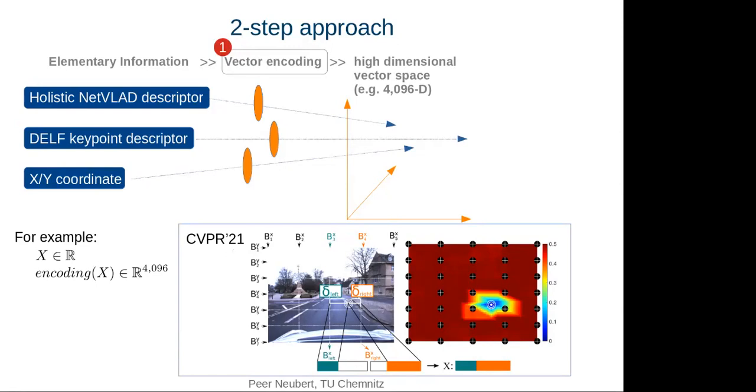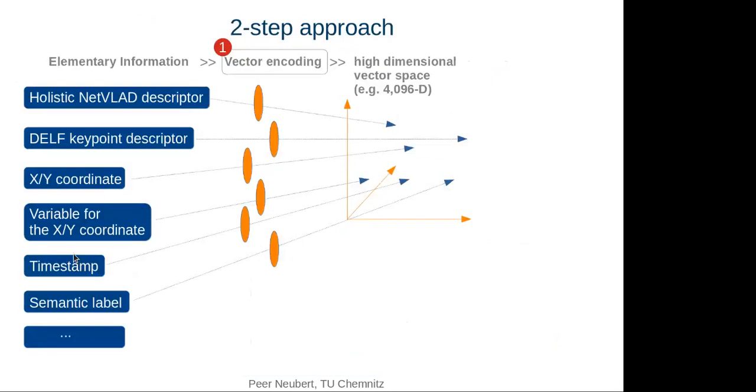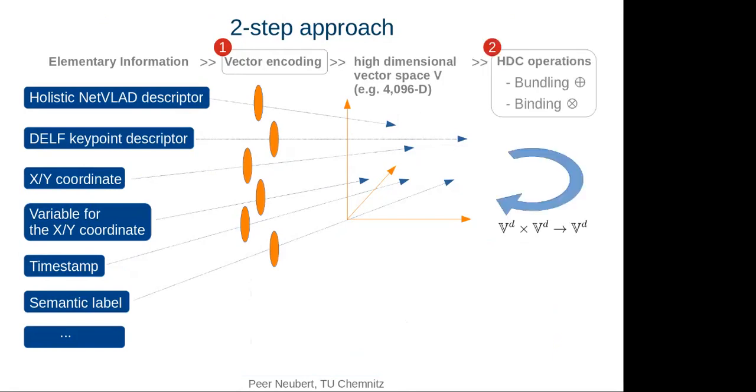Okay, but very important for this step one, if we encode this elementary piece of information, we need to control the initial similarity. So for example, by those similarity preserving encodings, for example, for coordinates or other systematic values. And we do this more or less the same for everything else, timestamps, semantic labels, whatever piece of information, just bring it to this vector space and then apply bundling and binding to combine those vectors to new vectors.